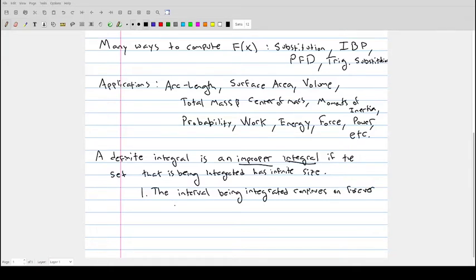And this would correspond to the bounds of the interval of integration, so a or b being negative infinity, positive infinity, or possibly a combination of both.